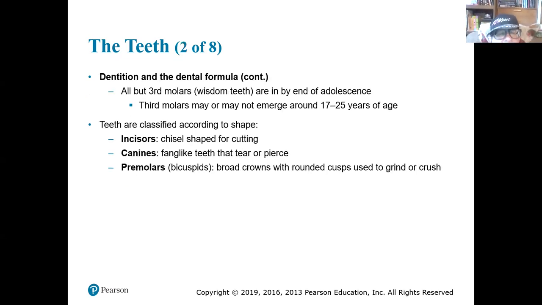Moving on. All right, all but third molars are in by the end of adolescence. We're talking about the adult set of teeth.